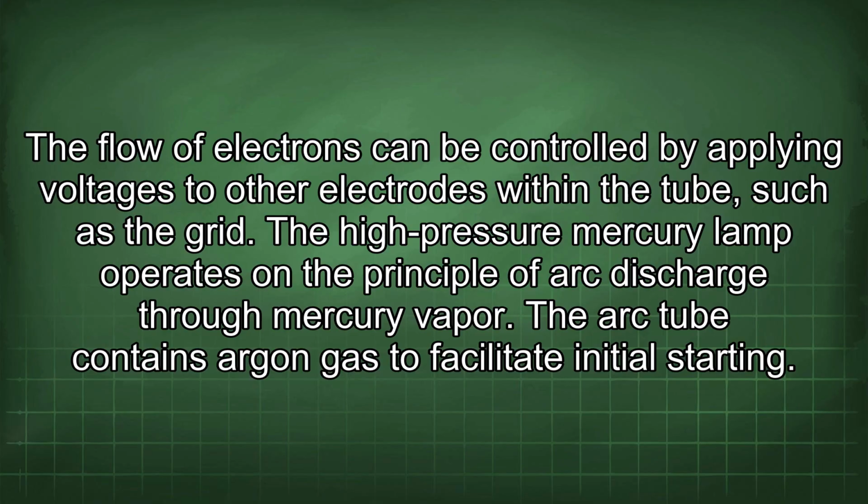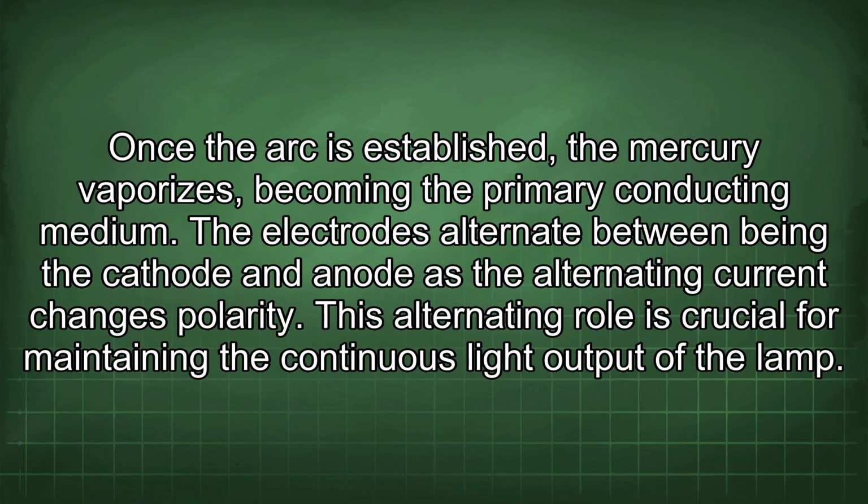The high-pressure mercury lamp operates on the principle of arc discharge in mercury vapor. The arc tube contains argon gas to facilitate initial starting. Once the arc is established, the mercury vaporizes, becoming the primary conducting medium. The electrodes alternate between being the cathode and anode as the alternating current changes polarity. This alternating role is crucial for maintaining the continuous light output of the lamp.